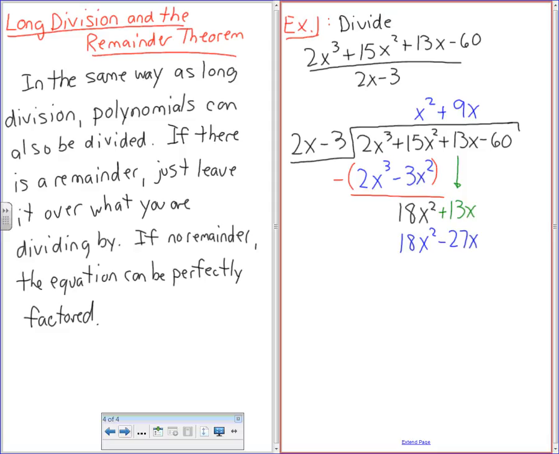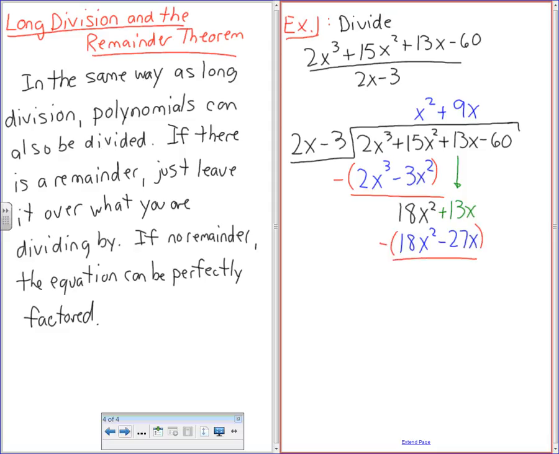Okay, so what I did was I wanted to get 18x squared. So I was saying 2x times 9x gives you 18x squared. So you can divide if you want. 18 divided by 2 is 9, and then x squared divided by x is x. If that's easier, think of it like that, okay? Then we subtract, okay? I'm going to subtract them like this.